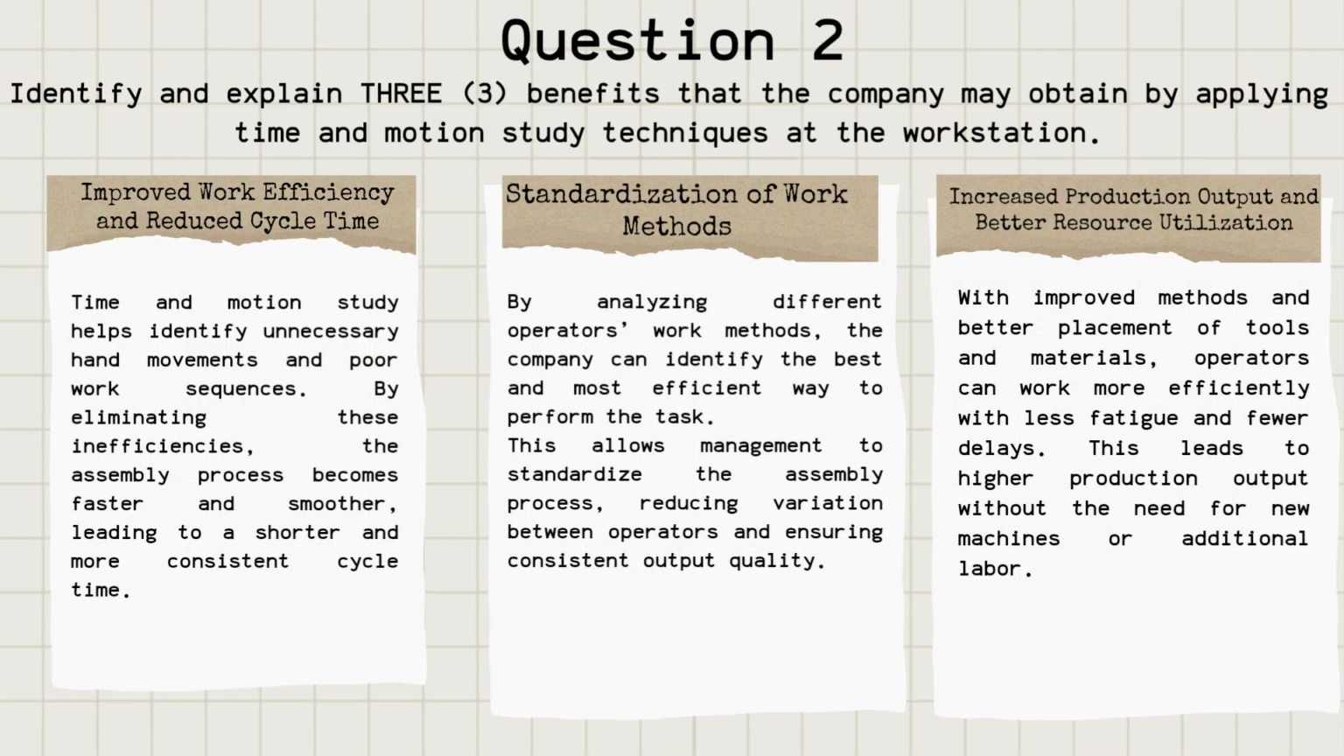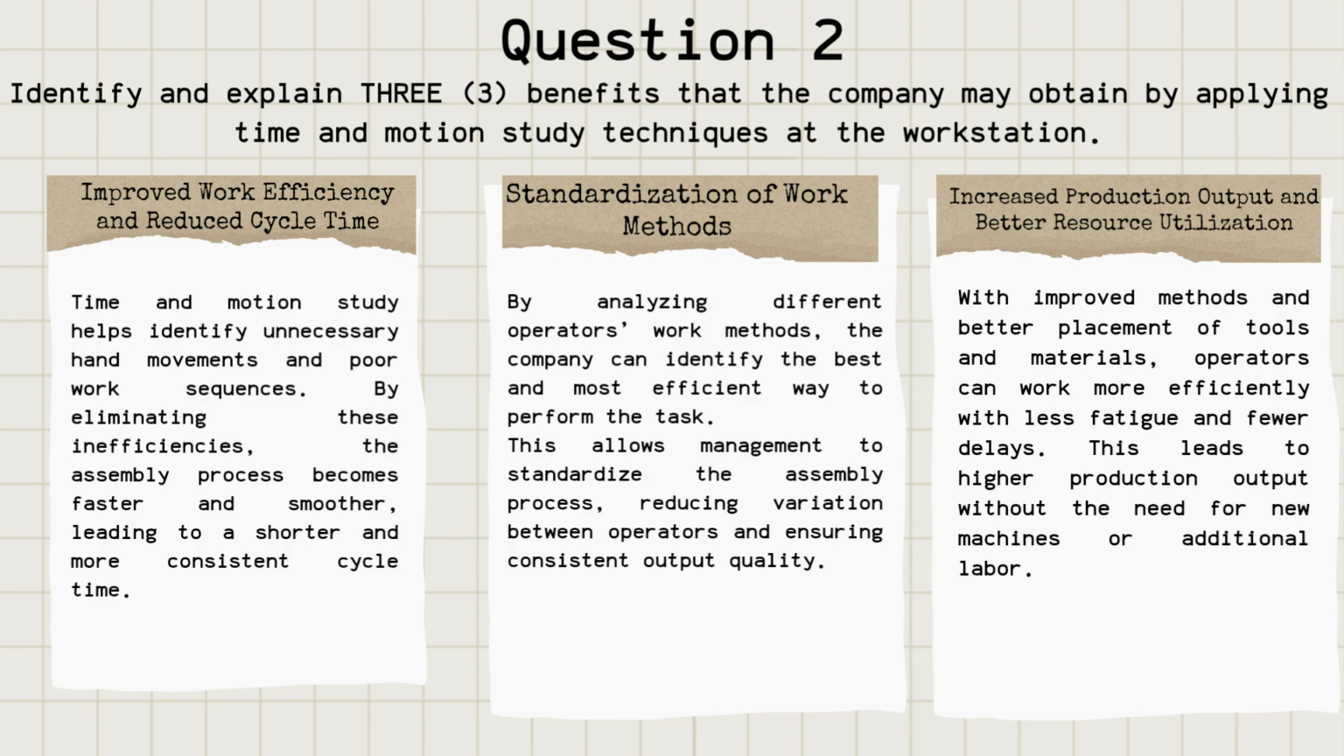Second question is to identify and explain three benefits that the company may obtain by applying the time and motion study technique at the workstation. Firstly, improved work efficiency and reduced cycle time. Time and motion study helps identify unnecessary hand movements and poor work sequence. By eliminating these inefficiencies, the assembly process becomes faster and smoother, leading to a shorter and more consistent cycle time.